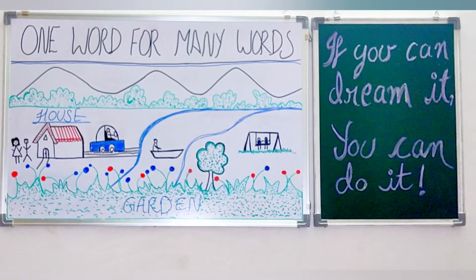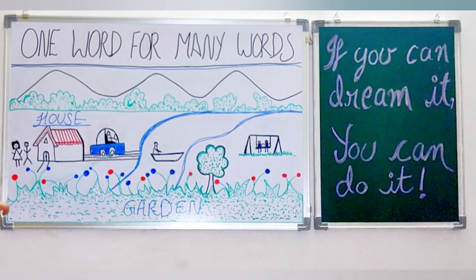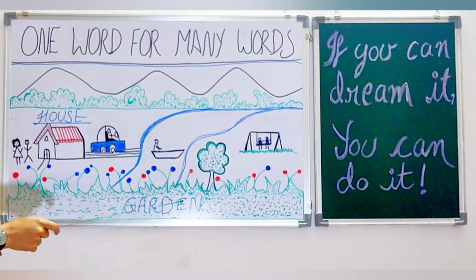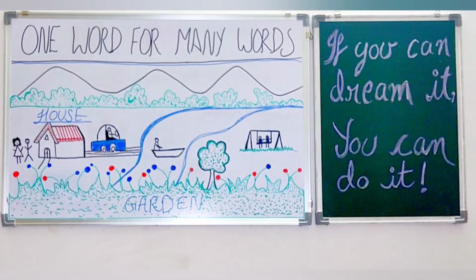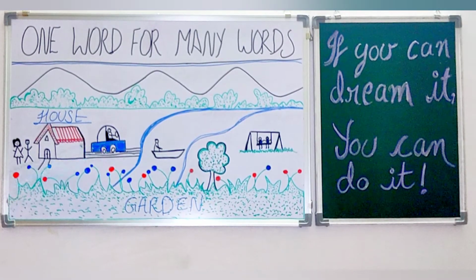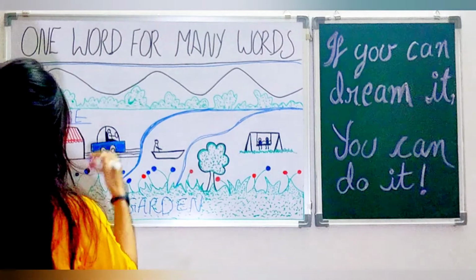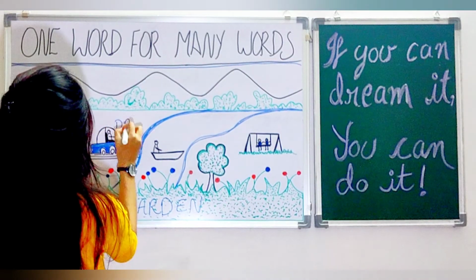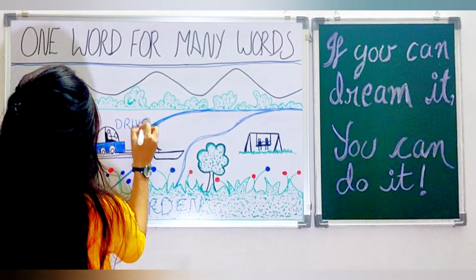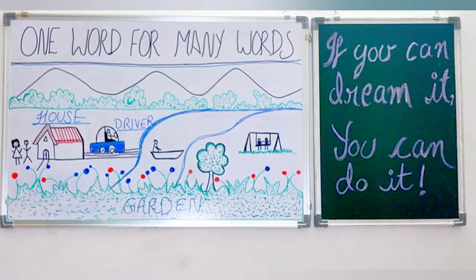Now who will tell me what do we call a person who drives a vehicle? Can you find your answer from this scenery? Can you find it? The answer is driver. A person who drives a vehicle is called a driver. Alright? D-R-I-V-E-R, driver. Okay.